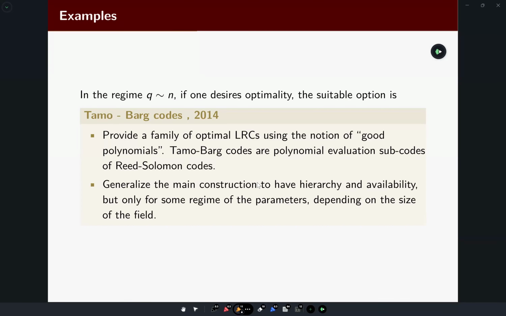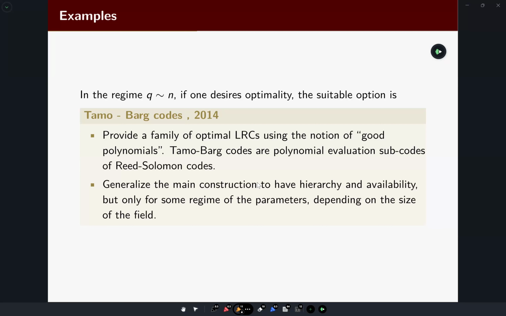If we want the best of the best when q approaches n, which means when the cardinality of the field is close to the length of the code, well, the best of the best for locally recoverable codes is likely to be the Tamo-Barg codes given in 2014. They were able to provide an optimal family of LRCs, and they also suggested a way to implement hierarchy and availability by using their construction.